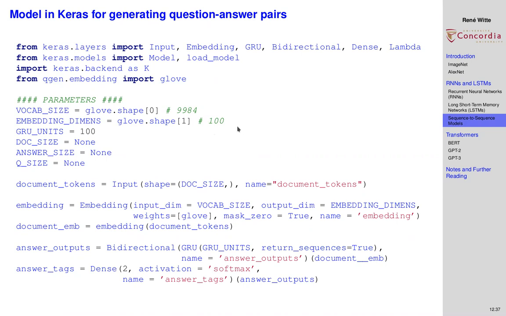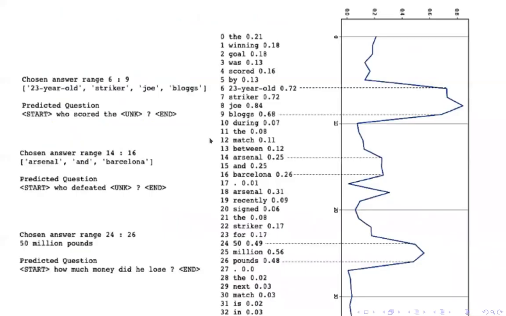So for the complete network setup, again, I'll show you the reference in the end. Here, just showing you an example output once you run this network. On the right-hand side, you see the result from the encoder part of the architecture, which predicts for each word in the input how likely it is to be part of a question. So you can see that "was" has a rather low probability in terms of softmax to be part of a question, whereas this 23-year-old striker, Joe, has a very high probability to be part of a question.